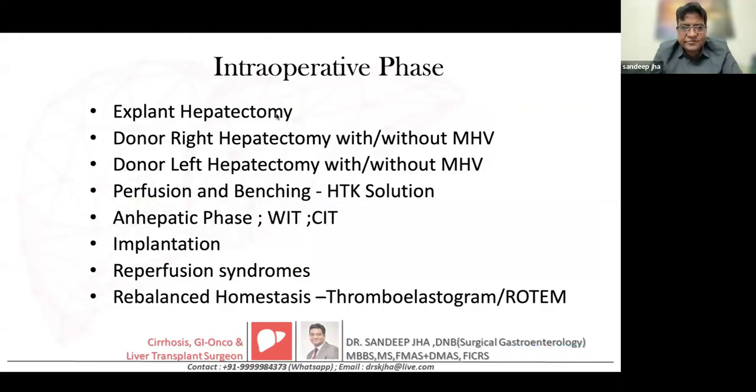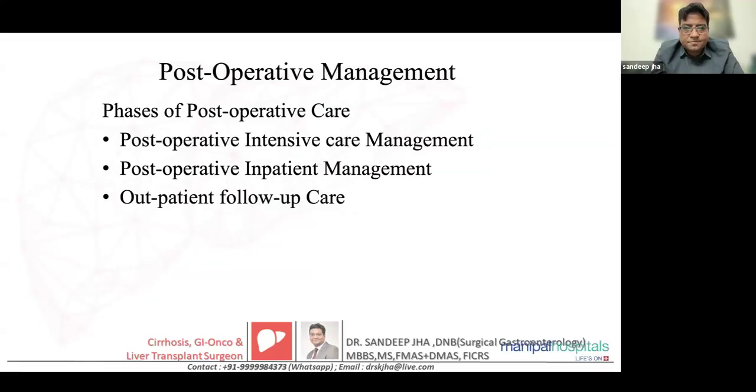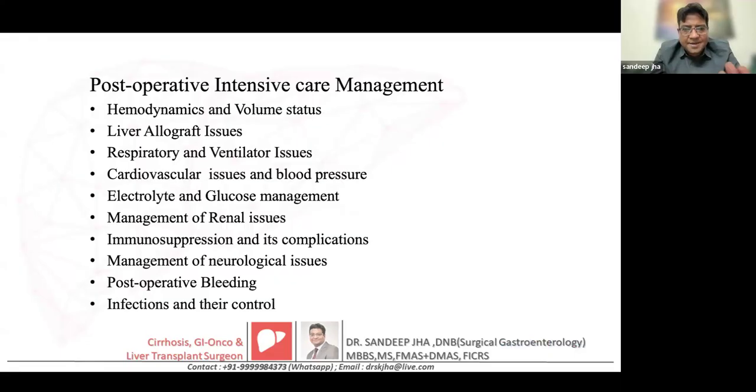So these are the intraoperative phases. First, we remove the liver from the recipient. Then we take the liver from the donor. And then we do some benching on the bench, where we make the graft adequate to be transplanted. And then we implant and then we reperfuse. There are many issues in the post-operative intensive care management that we have to take care of, right from hemodynamics, how much fluid we have to give, liver allograft issues, respiratory issues, and cardiovascular issues.